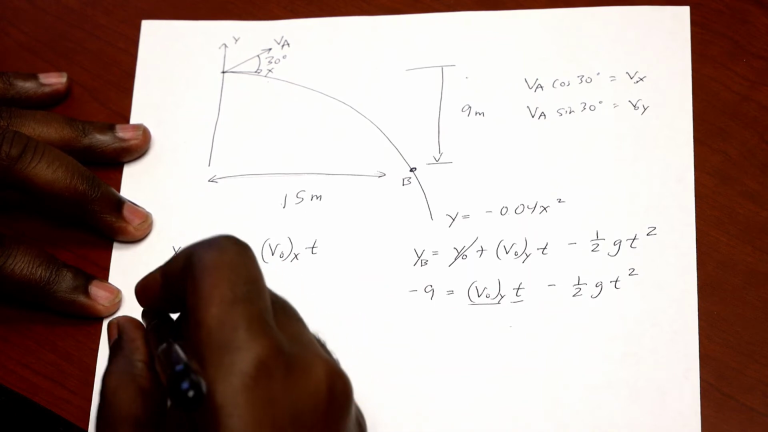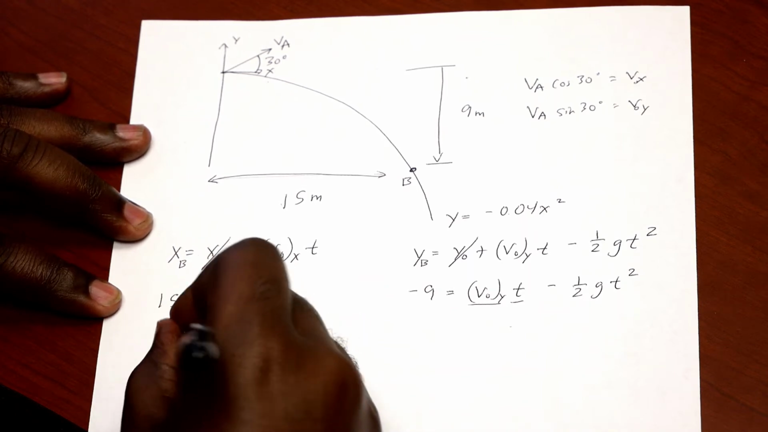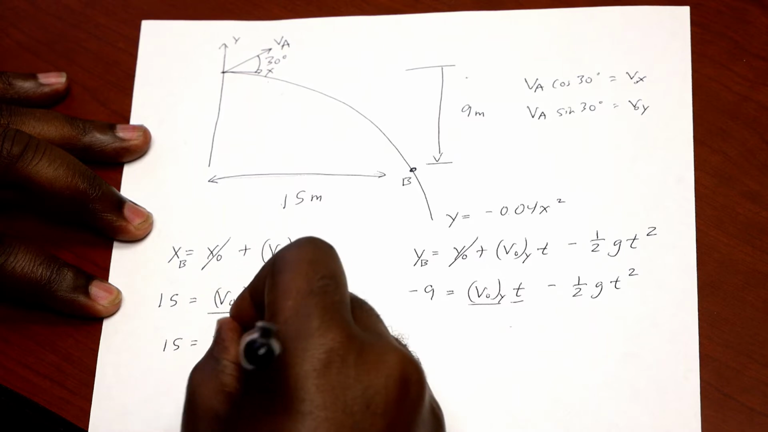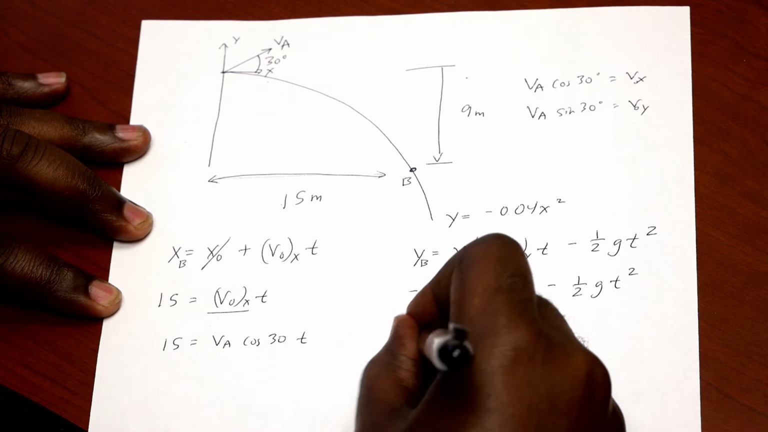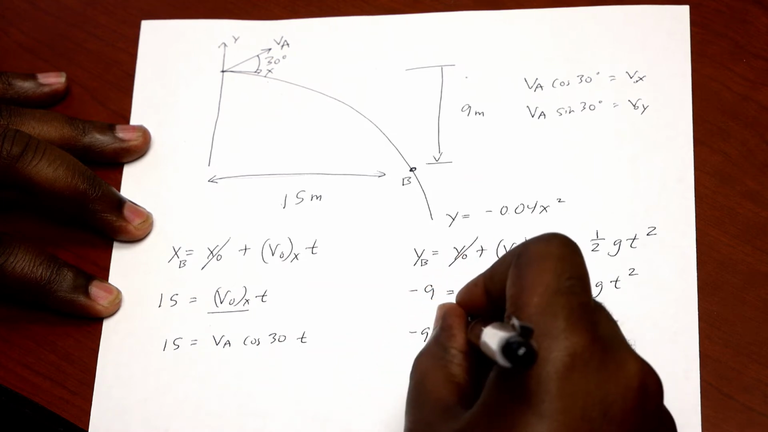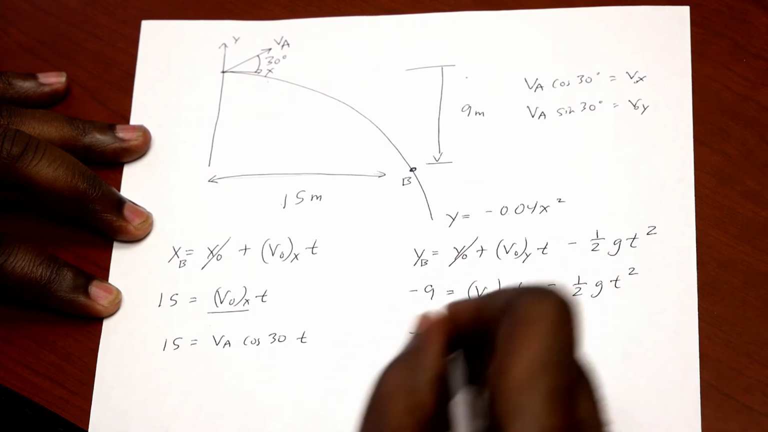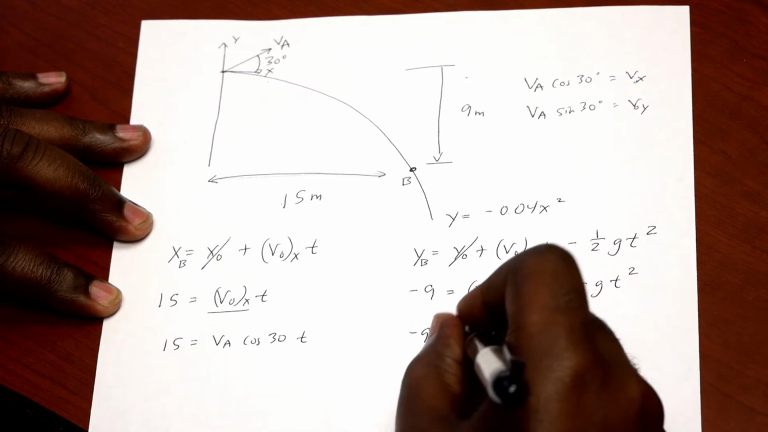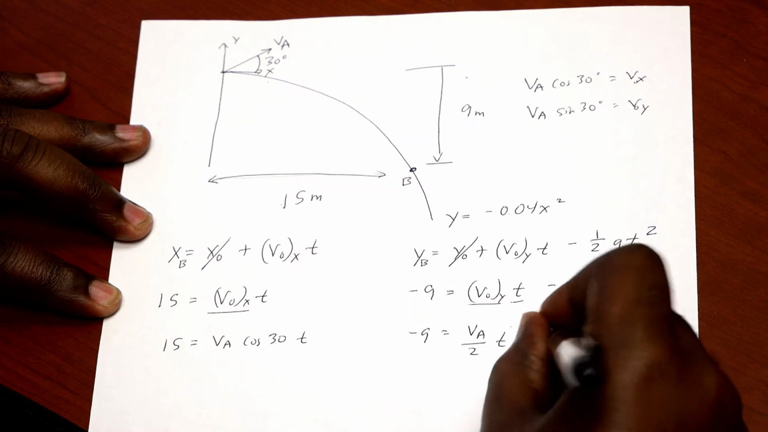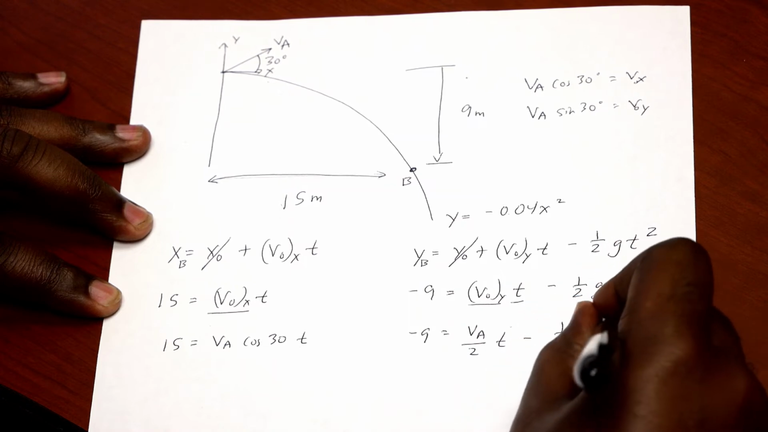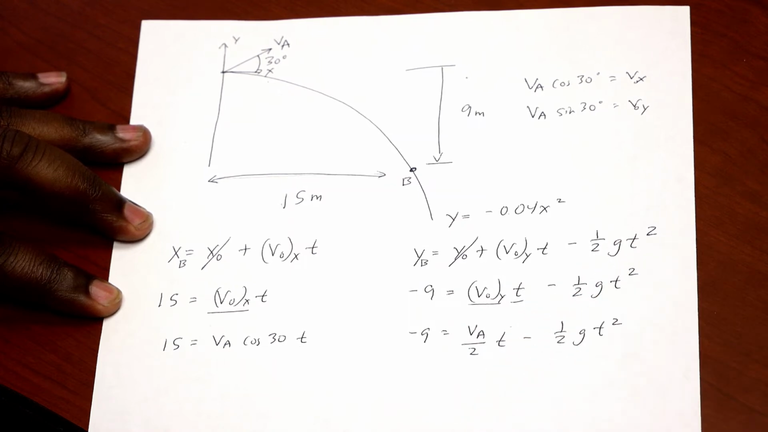So if we do that, we'll have 15 equals VA cosine 30 degrees T, and negative 9 equals VA, and we know that the cosine of 30 is 1/2, so we'll just go ahead and move that to VA over 2 times T minus 1/2 GT squared. All right, you guys still with me?